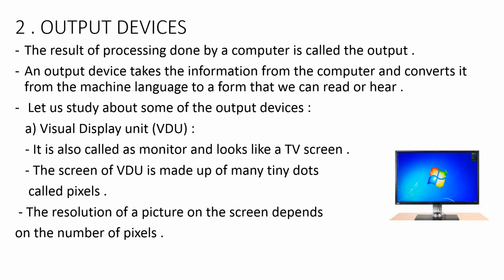Now what is meant by visual display unit? It is called the monitor, and it looks like a TV screen. It is nothing but the desktop of your computer. The screen of the monitor is made up of many tiny dots called pixels. The resolution of the image on the screen of the monitor depends on the number of pixels. What is meant by resolution? It is nothing but the clarity of the image. The more the number of pixels, the more clear your image will be. Now moving on.